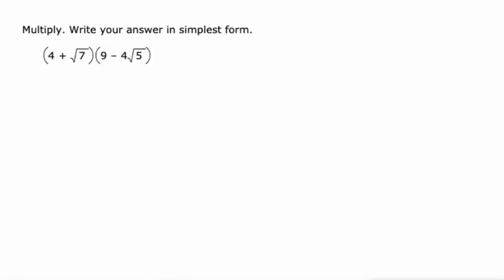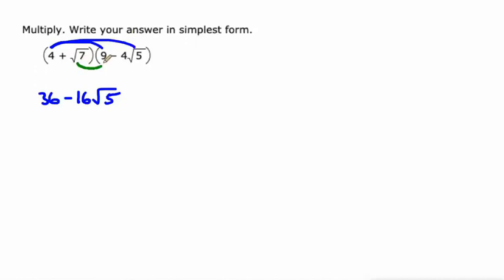Now we get into multiplying binomials. It is still distributive property because we're going to distribute the 4 through this second binomial. 4 times 9 is 36, and 4 times negative 4 times the square root of 5 is negative 16 square root of 5.